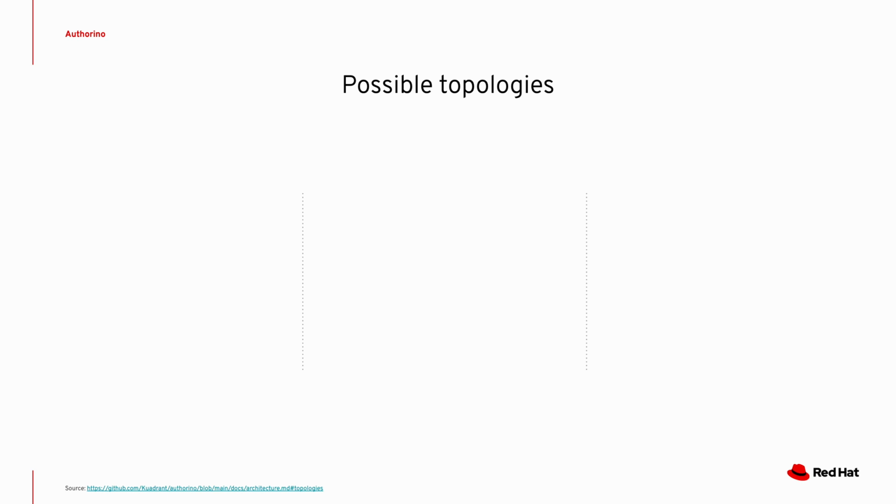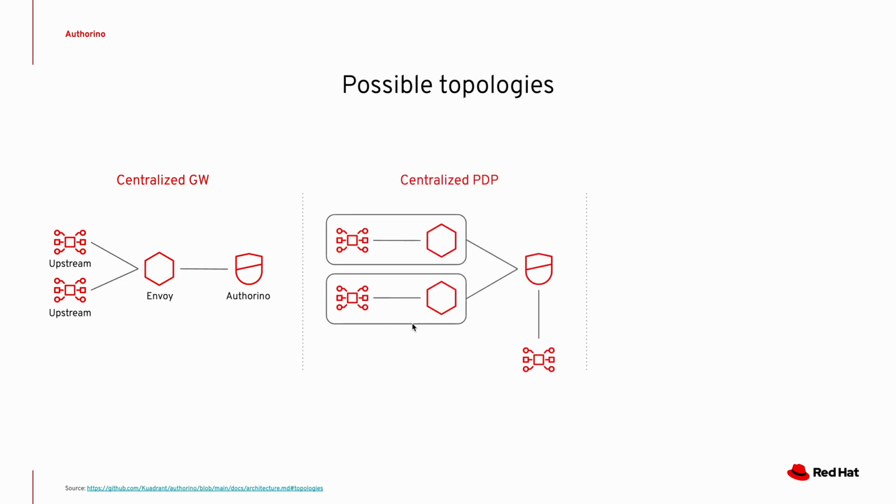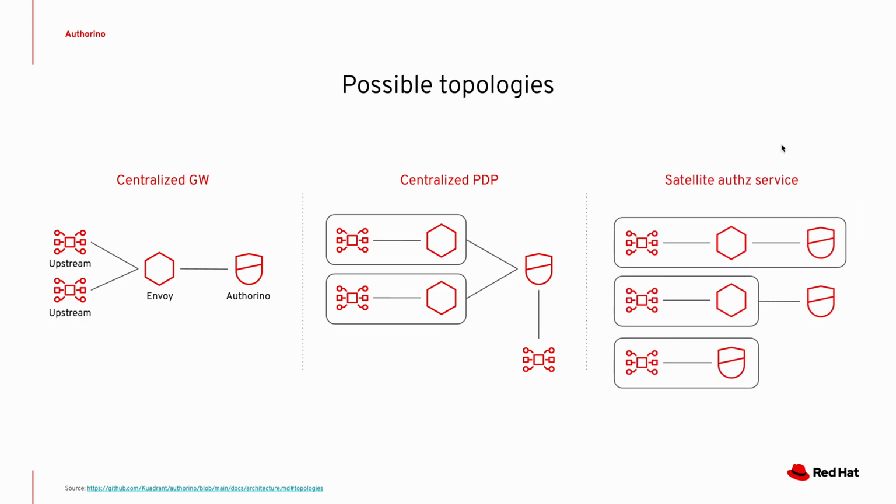Multiple topologies are possible here. The first one being the one where a centralized gateway that routes the traffic to multiple upstream services uses Authorino to check authorization first. Another topology involves using Authorino as a centralized policy decision point, but keeping the actual policy enforcement point closer to the application. This is the use case of the sidecar proxies. And then there is Authorino as a completely satellite service of each protected application, possibly even as yet another sidecar of the application. Not that it has to be a sidecar, but anyway, as a dedicated instance of Authorino for each protected application.